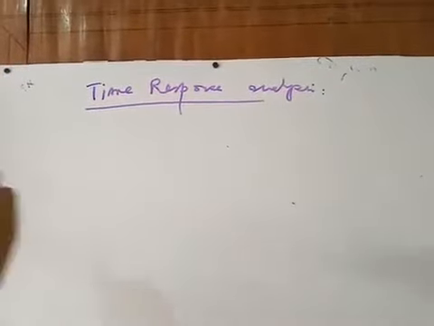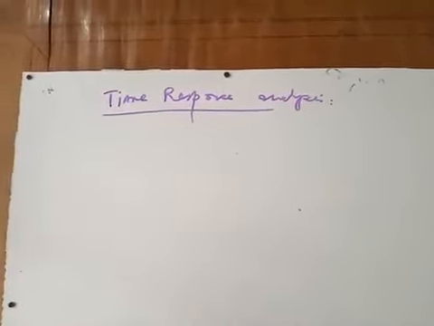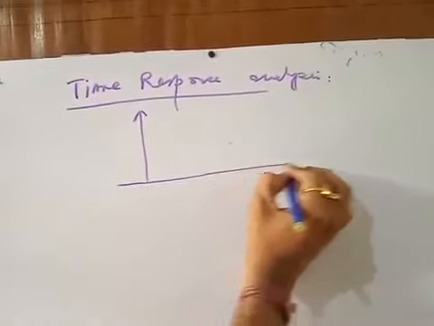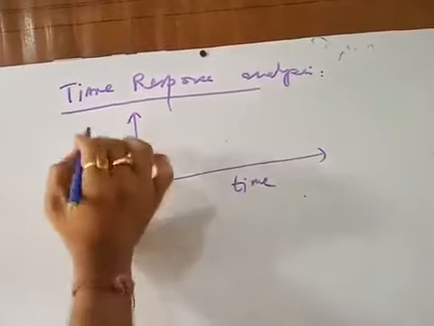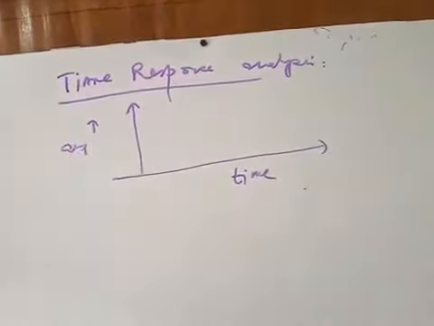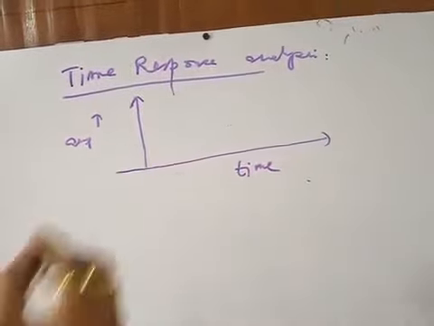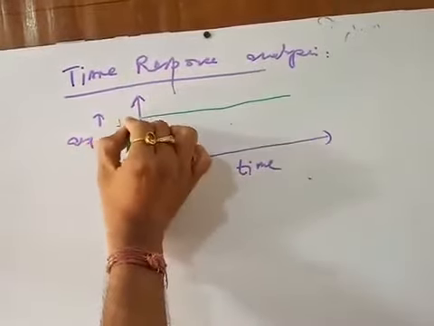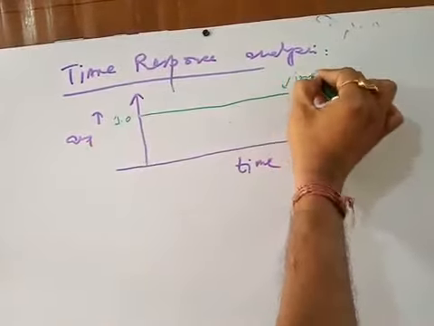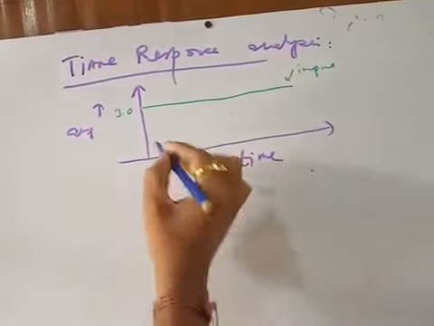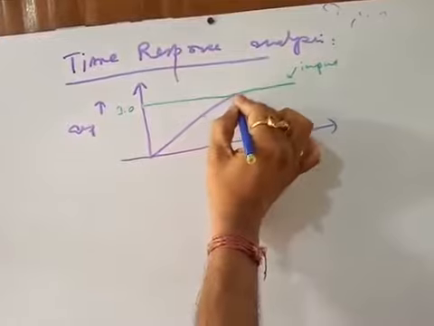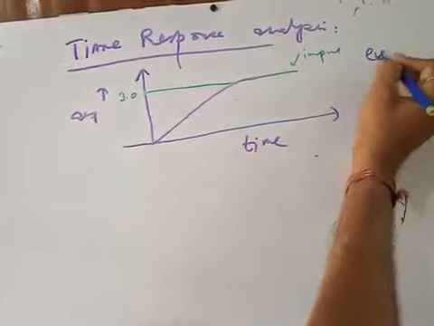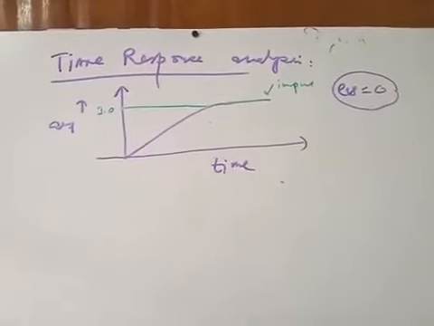In the last class, we were discussing the time response analysis of the first order system, and ultimately what we have observed is this. Say this is your time, this is your amplitude, and we get the output characteristic curve like this. Say this is your input, this is your 1.0, that is your input signal, and the output curve was like this. That means steady state error was 0. So steady state error was 0 for the step signal.